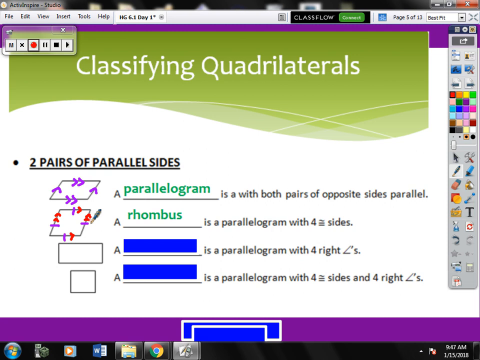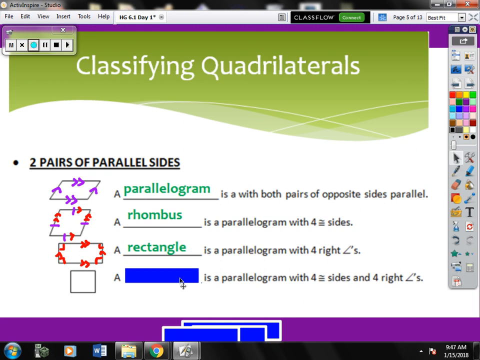The next one says a blank is a parallelogram with 4 right angles. What do you think that would be called? You can use the picture as a judgment as well. Maddie? A rectangle. So a rectangle is a parallelogram also, but it also has 4 right angles. And the last one is a parallelogram with 4 congruent sides and 4 right angles, and that would be our square.